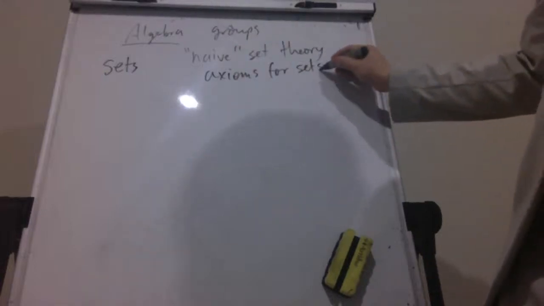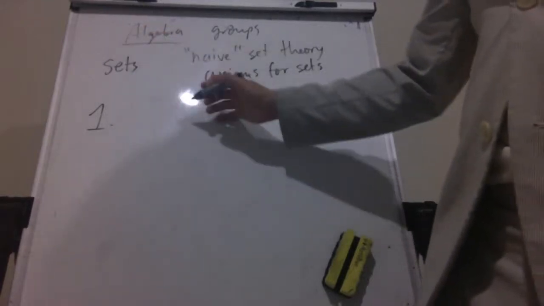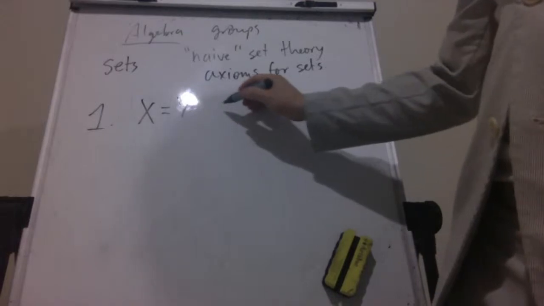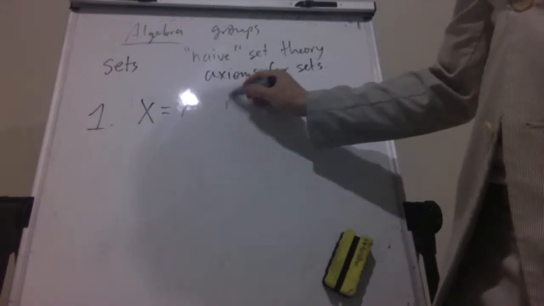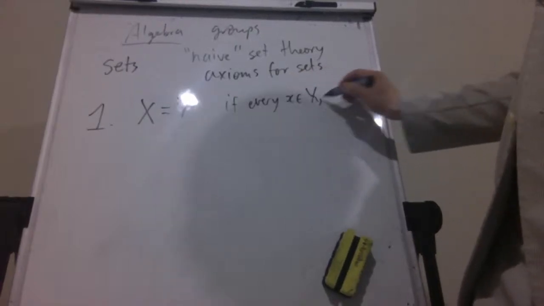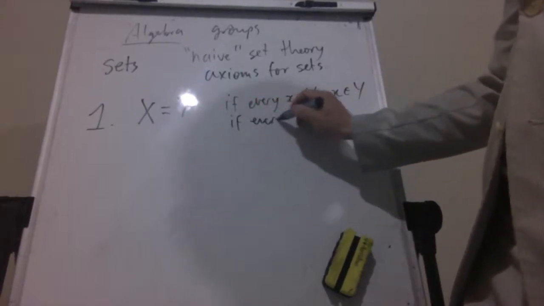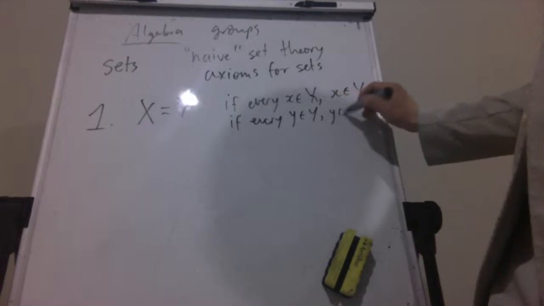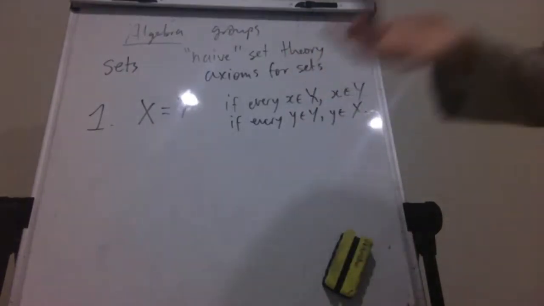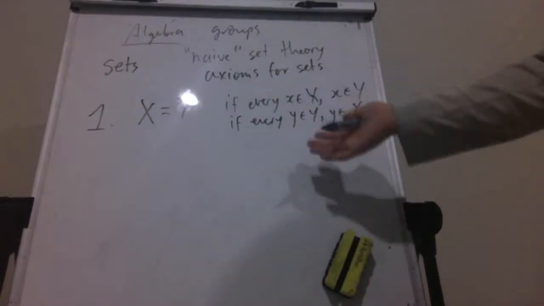So, for example, one axiom of a set is that two sets are the same if they have the same elements. So x equals y if and only if every element x in x is in y, and every element y in y is in x. That also shows that if you have a duplicated element, if you list it twice, it doesn't change the set, because the sets are the same.